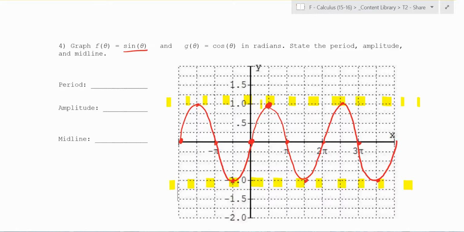Cosine looks really similar, but it starts in a different place. What is cosine of 0? Cosine of 0 is 1. So where does it start, at the origin? No, it starts at 1. Yeah, it starts at 0, 1, up there. And then what is cosine of pi over 2? 0. So it goes down here. So it looks like this.